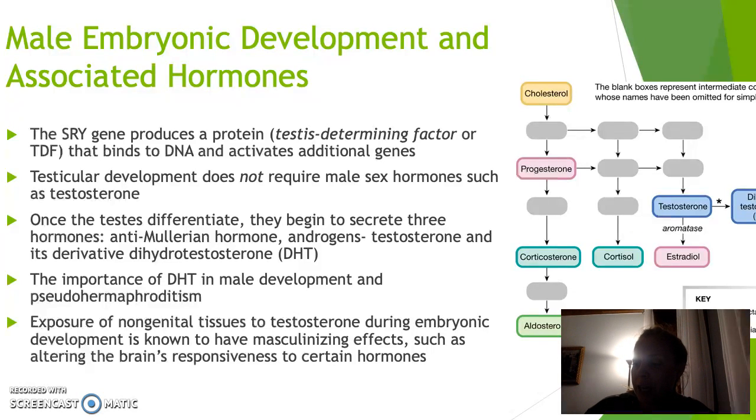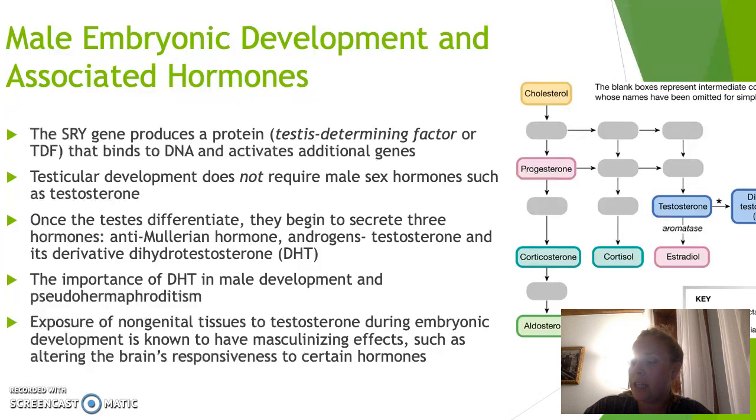Once the testes differentiate, they begin to secrete three hormones that influence development of the male internal and external genitalia. These are testicular Sertoli cells, which secrete the glycoprotein anti-Mullerian hormone, the AMH. Testicular interstitial cells secrete the androgen testosterone and its derivative dihydrotestosterone, or DHT. Testosterone and DHT are the dominant steroid hormones in males, and both bind to the same androgen receptor, but the two ligands elicit different responses.